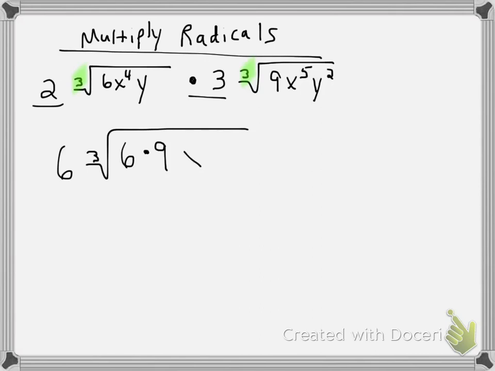All right. The next part is bringing all of these x's together. This ends up becoming x to the 9th. It's our exponent properties: x to the 4th times x to the 5th, add the exponents. Now I have a y times y squared, which makes it y cubed.